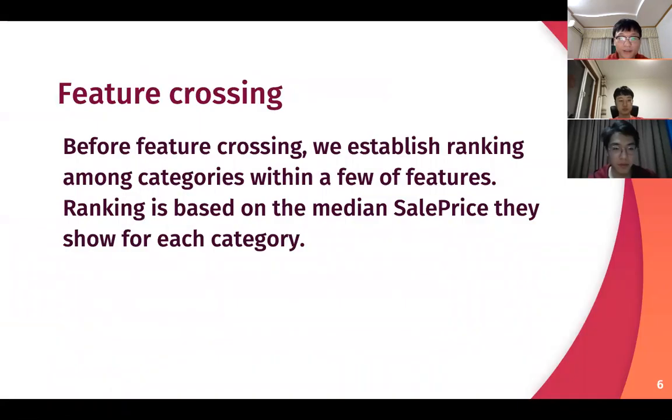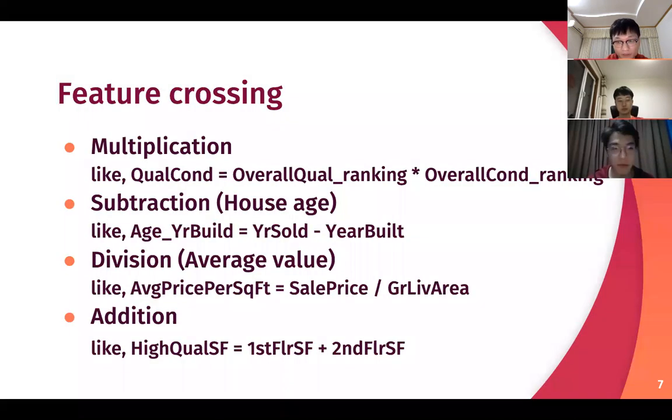Feature crossing. This part can significantly reduce RMSE. Before feature crossing, we establish ranking among categories within a field of features. Ranking is based on the median sale price they show for each category. We mainly use four arithmetic operations to establish new features.